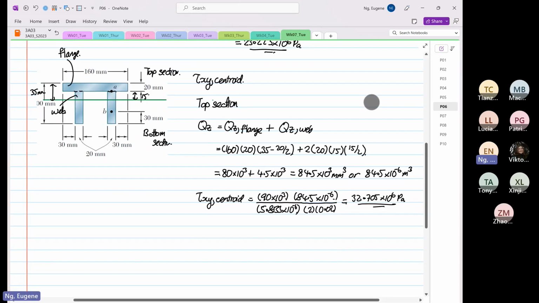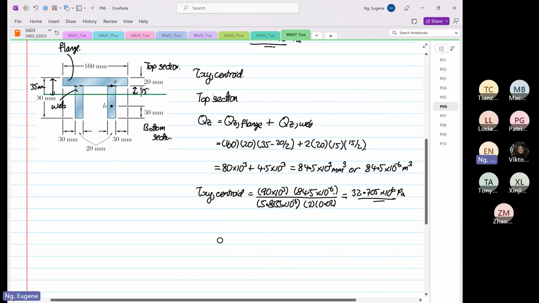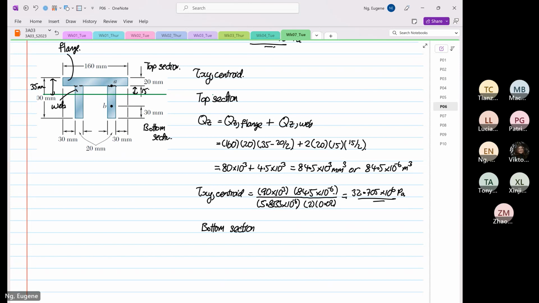Now, if we were to just consider the bottom section, because the first moment of area cannot cross the centroid, yes or no? If you take the bottom section, the area we're going to consider is these two areas over here. I'm shading now. So this is for the bottom section, and the previous one was by considering the top section.